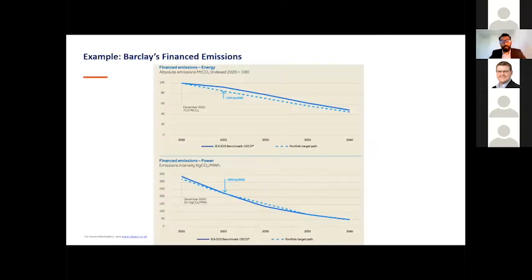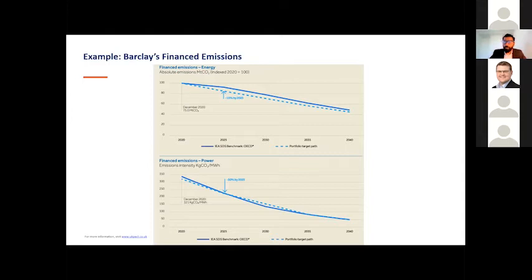Another really interesting example here is from Barclays, which is a financial institution that's showing their targets that they've set. So here they've set targets for reducing their exposure or allocation to the energy sector, and specifically the sector that is highly exposed to risks from climate change.